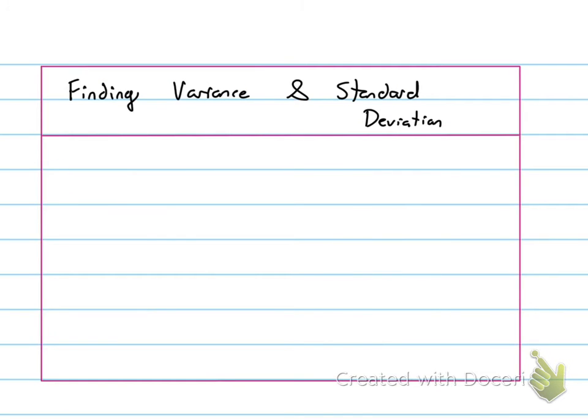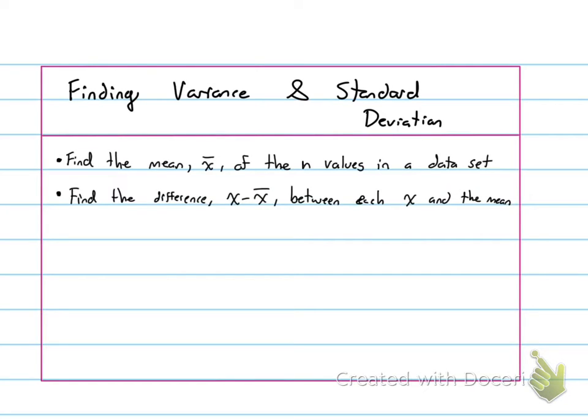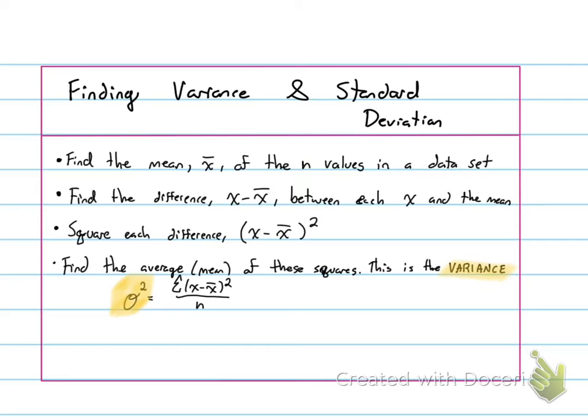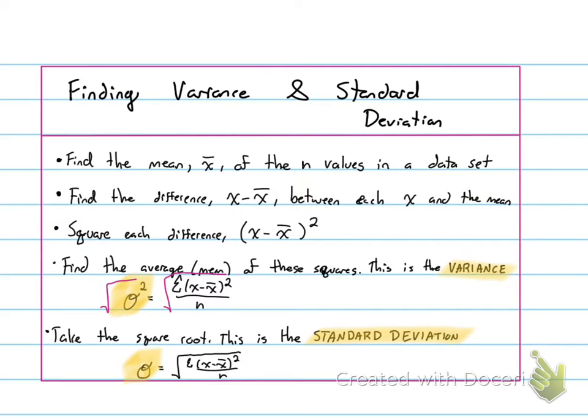To find variance and standard deviation, just go through step by step. First, you would find the mean or average of all of however many values you have in your data set. Then you would find the difference between each value and the mean. Then you would square that difference. Then you would find the average of these squares. This is called the variance, and it's usually described by a little cursive lowercase sigma squared. And then to find the standard deviation, you just take the square root of that value.